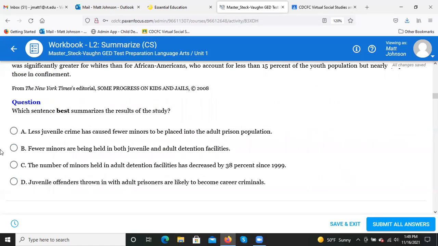So here, which sentence best summarizes the results of the study? A, less juvenile crime has caused fewer minors to be placed into the adult prison population. B, fewer minors are being held in both juvenile and adult detention facilities. C, the number of minors held in adult detention facilities has decreased by 38% since '99. D, juvenile offenders thrown in with adult prisoners are likely to become career criminals.